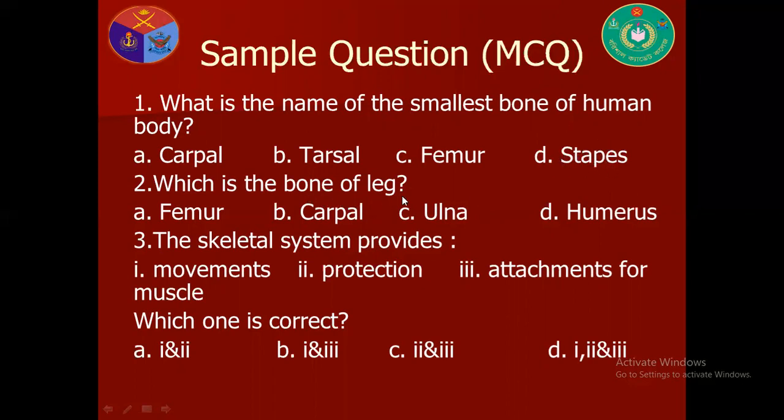Which is the bone of leg? Femur, carpal, ulna, and humerus. So femur is the answer, right answer. The skeletal system provides movements, protection, attachment for muscle. Which one is correct? 1 and 2, 1 and 3, 2 and 3, 1, 2 and 3. So the answer is 1, 2 and 3.